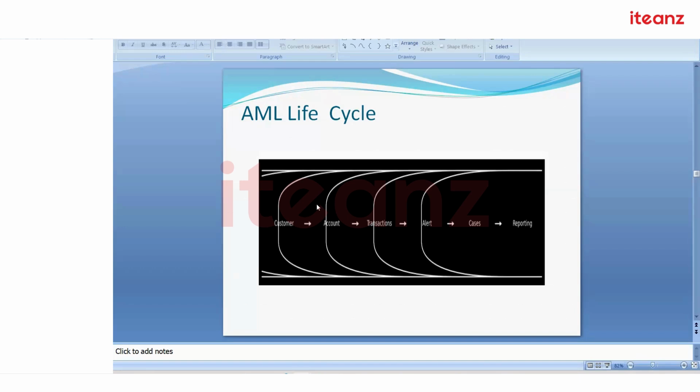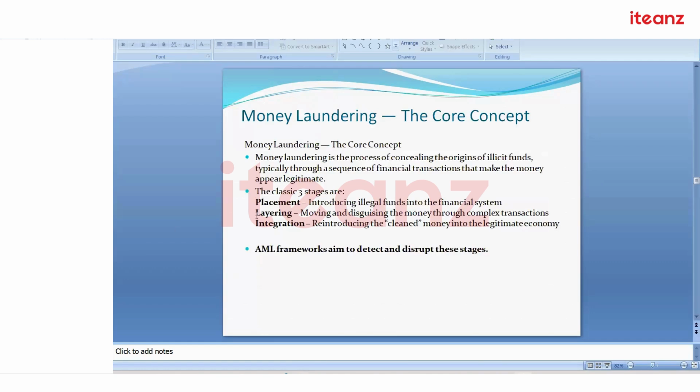Now in AML we have two parts: money laundering and terrorism. Today we will talk about money laundering. Is it visible? Okay, so do you know what money laundering is? Black money to white money, in simple terms. Now, in a very simple manner, there are three stages: placement, layering, and integration.